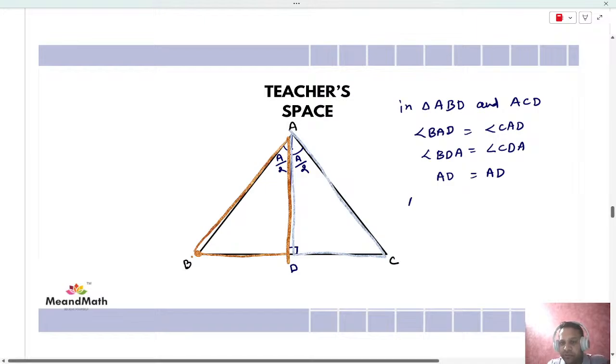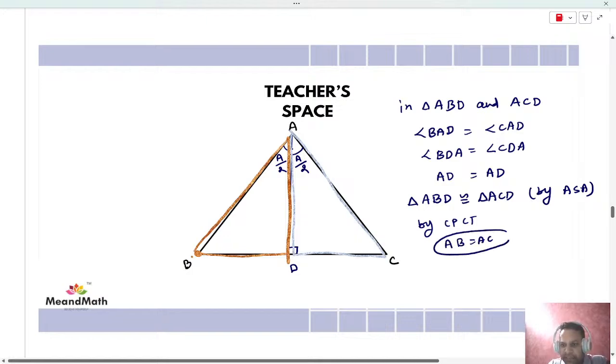So triangle ABD is congruent with triangle ACD by the angle, side, angle criteria. So by CPCT, I can write AB is equal to AC. AB is equal to AC means two sides are equal, then the triangle is an isosceles triangle.